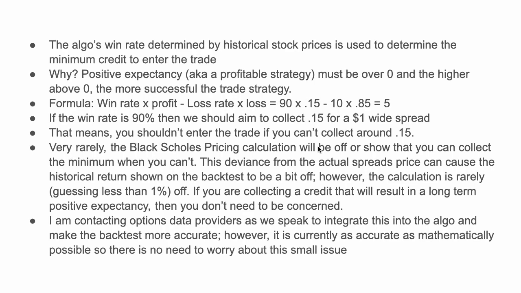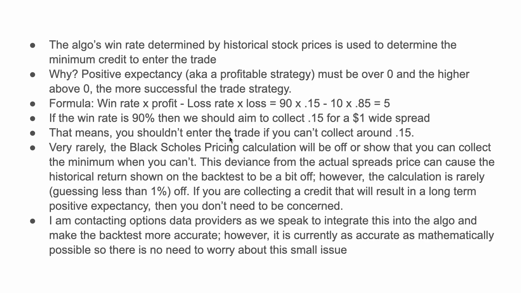This means, very rarely, the Black-Scholes pricing calculation will be off or show that you can collect the minimum when you can't. This deviance from the actual spread's price can cause the historical return shown on the backtest to be a bit off. However, the calculation is rarely, and again, I'm guessing less than 1% off. If you are collecting a credit that will result in a long-term positive expectancy, then you don't need to be concerned. So a lot of people are like, okay, Austin, it shows in the historical backtest that it was able to collect this, but I was only able to collect, it was maybe 2 or 3 cents off, right?